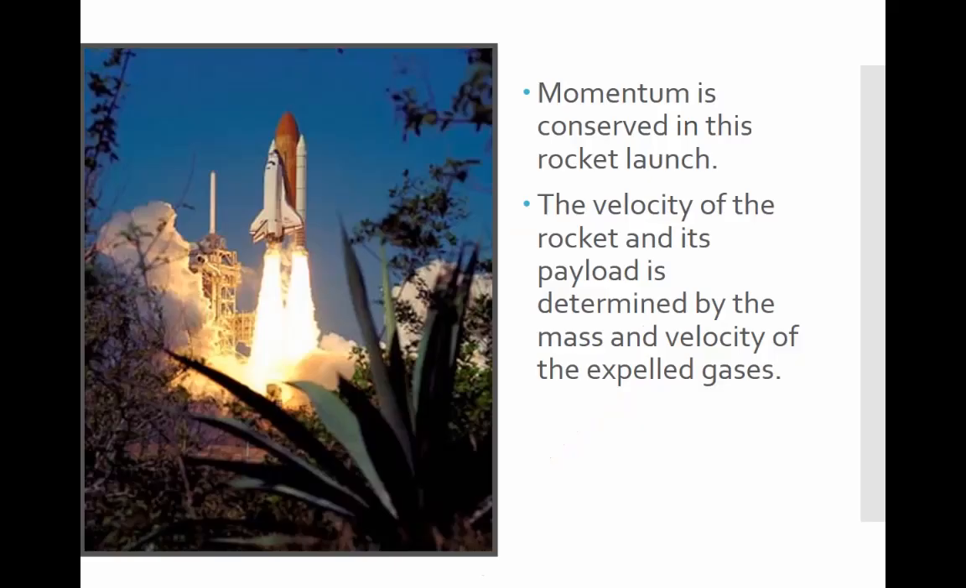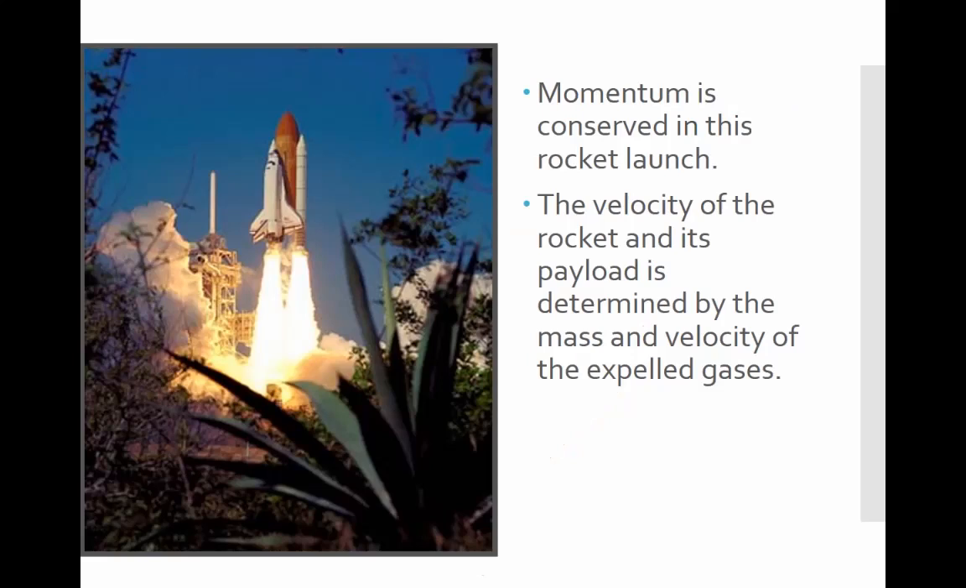Even in massive cases, like a rocket launch, momentum is conserved. The velocity of the rocket and its payload is determined by the mass and velocity of the gases that are expelled out of the back end of the rocket. This is Newton's third law, action-reaction pairs.